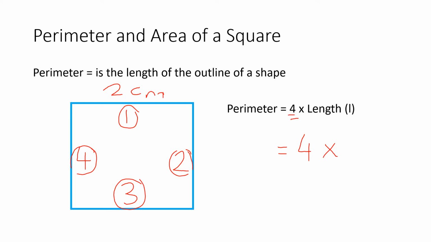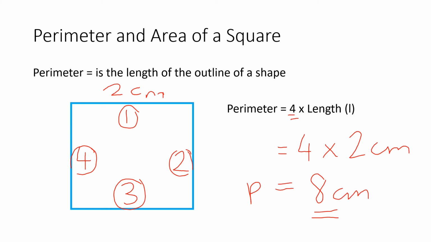So we'll substitute 2 centimeters in the formula. We've got 4 multiplied by 2 centimeters, right? Once we multiply that, 4 multiplied by 2, we get 8 centimeters. That means the perimeter of the square is 8 centimeters, right? That means if we add the length of side 1, which is 2 centimeters, the length of side 2, which is again 2 centimeters, the length of side 3, which is 2 centimeters, and the length of side 4, which is again 2 centimeters, that will give us 8 centimeters.